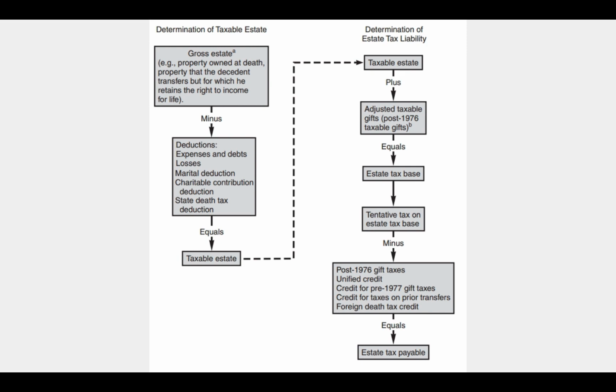to get the estate tax base. And then we calculate the tentative tax on that base, and we calculate that using the unified transfer tax rate schedules. If you have a hardcover book, it's on the back inside cover. If you have just an online version of the book, you'll just have to look for those tax rate schedules. From there, we subtract post-1976 gift taxes, the unified credit, the credit for pre-77 gift taxes, the credit for taxes on prior transfers, and any foreign death tax credits. And after we do that, we get the estate tax payable.